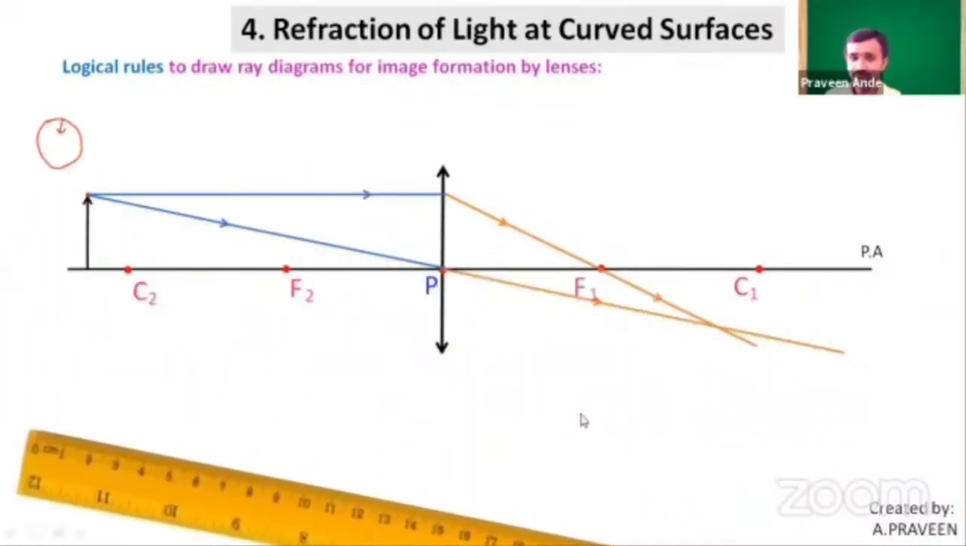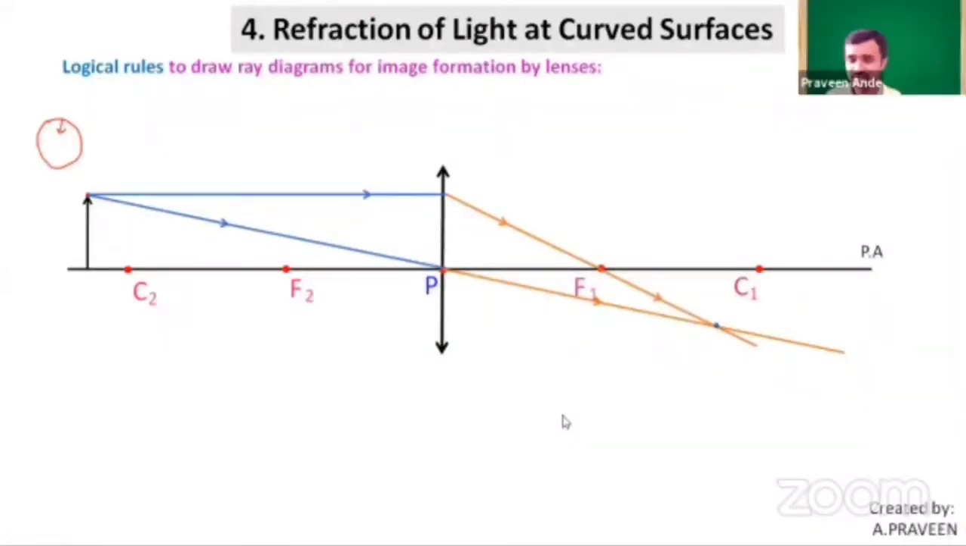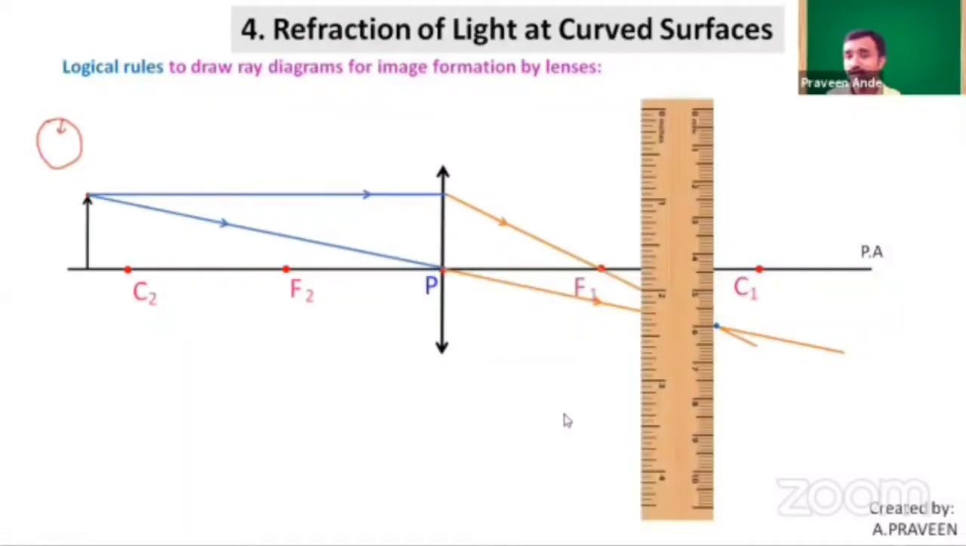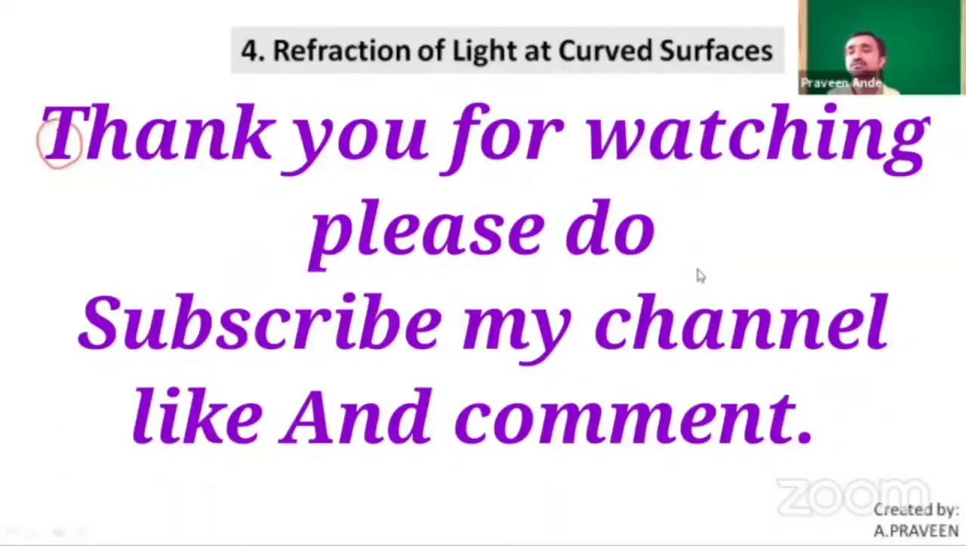Is it clear how to draw them? Yes, sir. Then I got the point, the converging point. So let me select that one. Now see, drawing the perpendicular onto the principal axis like this. Then these are the rules.